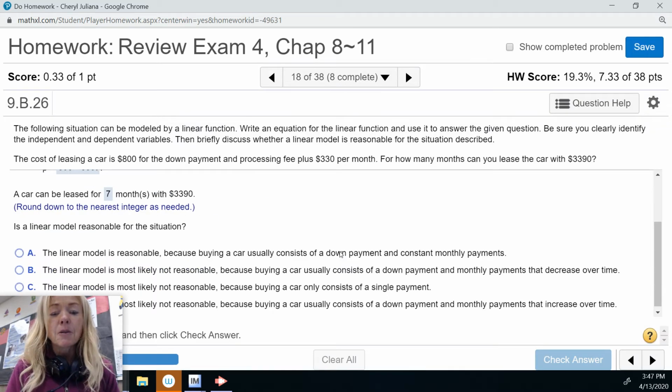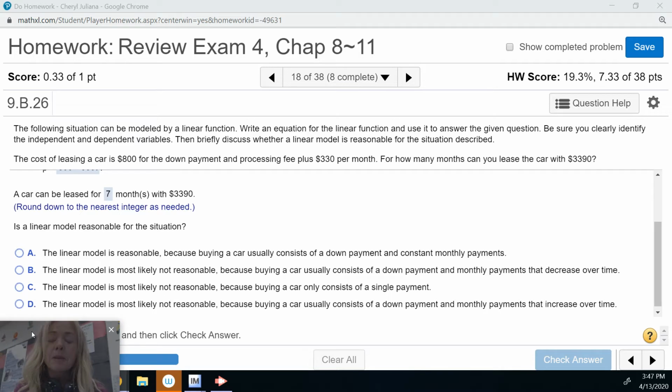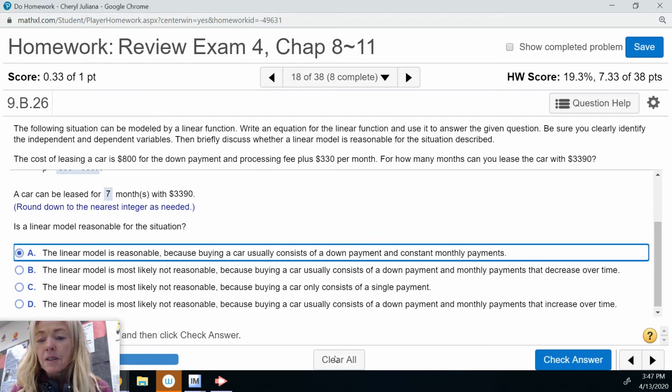Oh, we still have a question to answer. So is it reasonable for the situation, for the linear model? I would say probably yes. It's reasonable because buying a car usually consists of a down payment and constant monthly payments. So I'm like an A, because your down payments are there, but your monthly payments do not decrease over time, so it's not B.